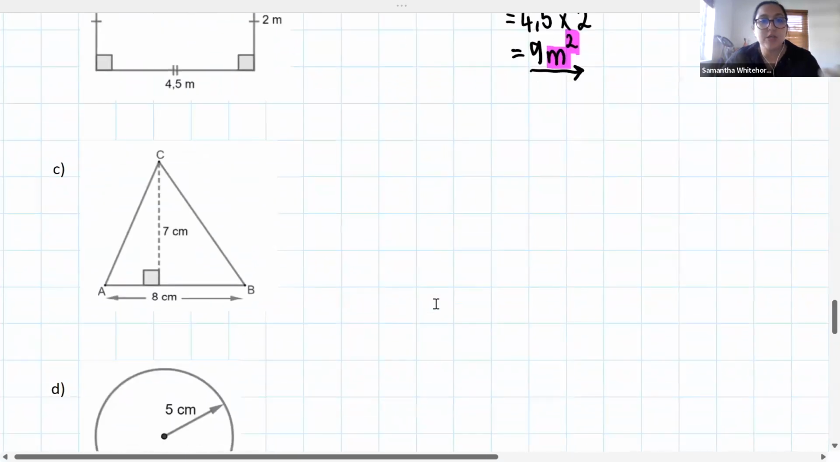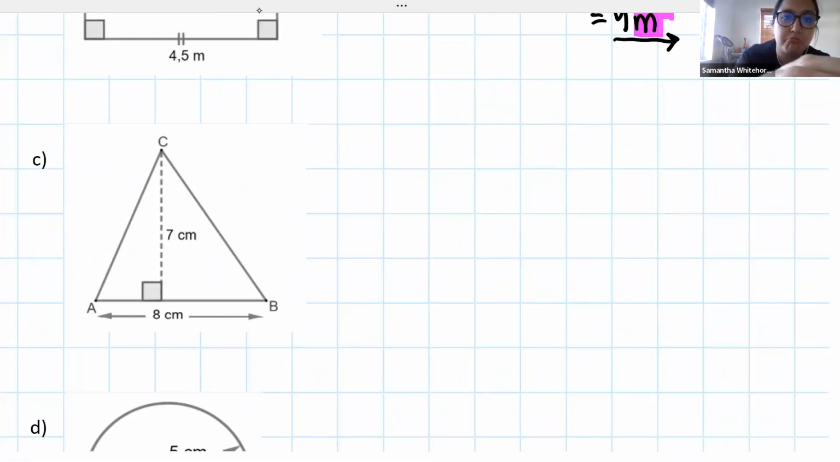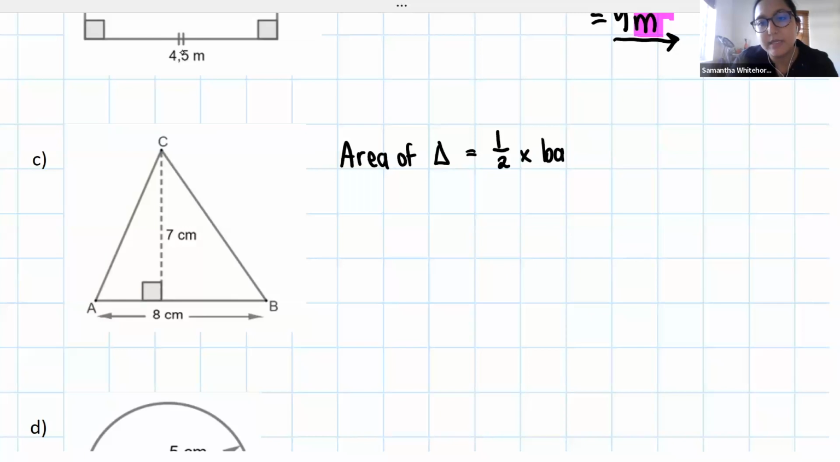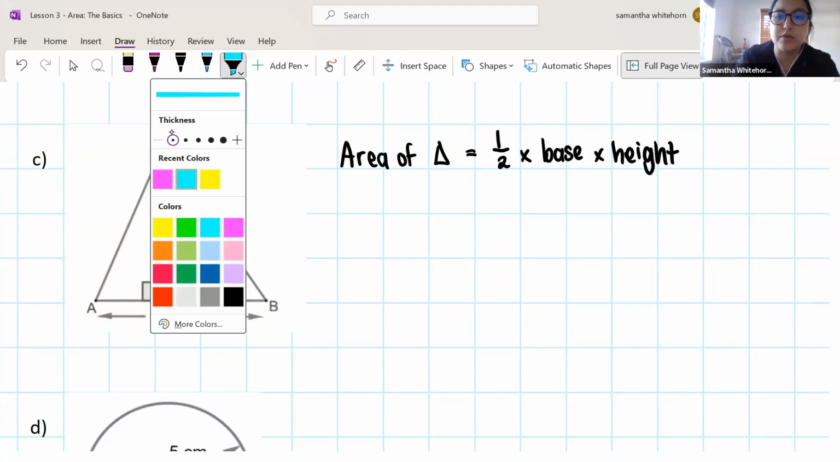Okay. So here we've got a triangle. Now we're not going to panic. We know if we go back to our screenshots, the area of a triangle is half times the base length times the perpendicular height. Okay, so let's identify those sides first for ourselves. There's no point in rushing into something if we don't know what we're doing.